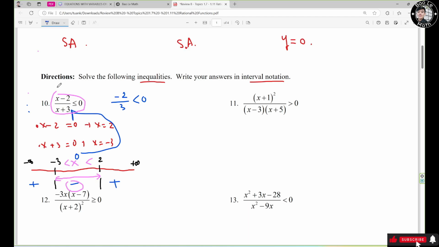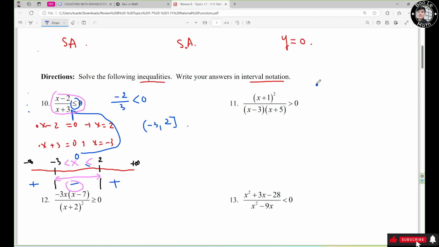Now 2 is a zero of the numerator, so if s equals 2 and I substitute over here, it makes the whole thing equal 0. And I have the equal sign right here, so I need to include 2. So my final answer must be negative 3 comma 2. Right here I put a bracket.